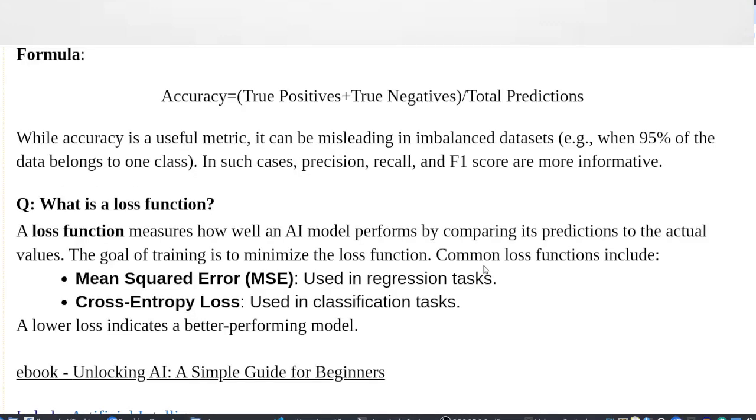What is a loss function? A loss function measures how well an AI model performs by comparing its predictions to the actual values. So basically, it's an error, right?